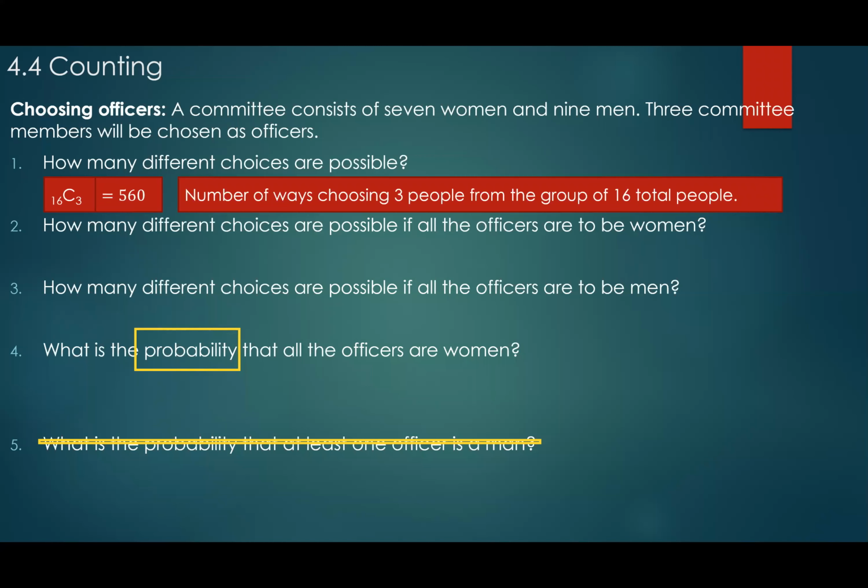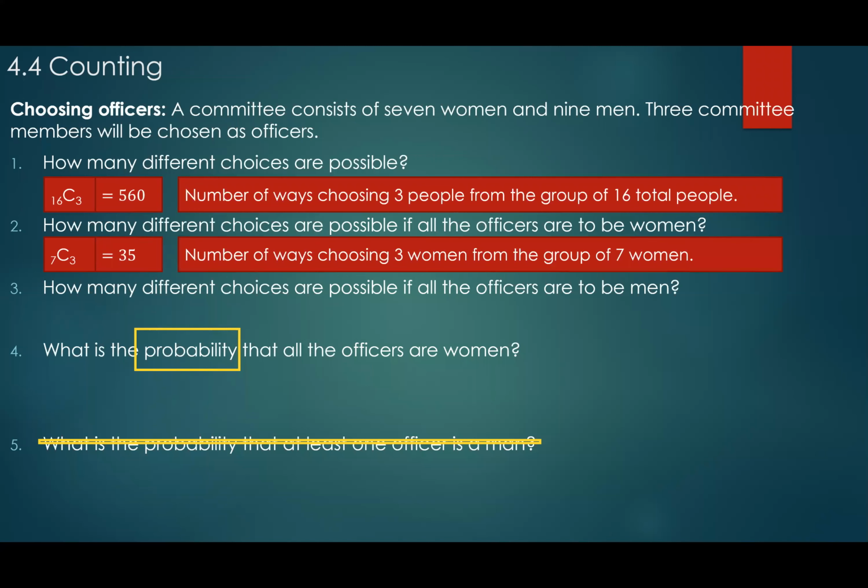All the officers are women, meaning we need to choose 3 people, and these 3 people are all women. So I have 7 women, and from the group of 7 women, I need to choose 3 of them. 7 choosing 3 guarantees that the 3 people I choose must be women, because I just take out the women. I have 7 women and choose 3 among the 7, meaning there are 35 ways that I can form this committee, and all 3 of the people in this committee are women.